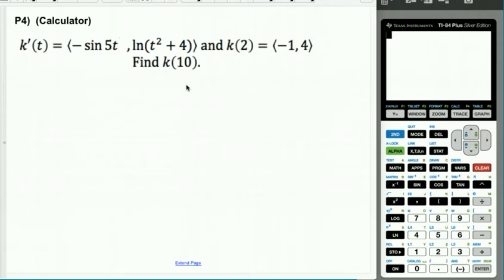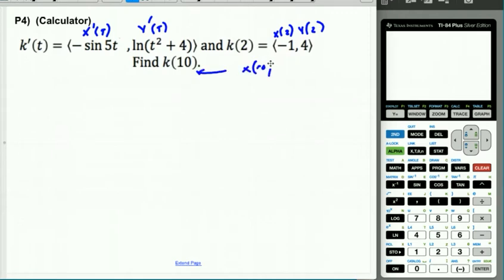So here we have that same situation where you're given a k prime and you're given k of 2 and you want k of 10, right? So let's just go ahead and call this x prime of t, right? And this is y prime of t. And so that means that this is x of 2 and this is y of 2. And what we seem to want is x of 10 comma y of 10, right? So we're going to essentially apply that first fundamental theorem of calculus twice, right?